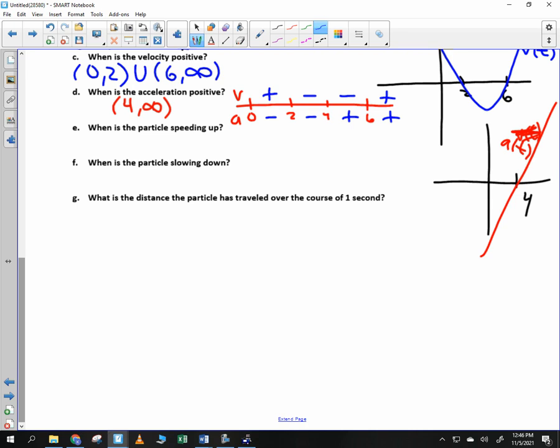Same sign. So when acceleration and velocity are the same sign, we say it's speeding up. This just means it's speeding up in the direction to the left. This means it's speeding up in the direction to the right. That's what that means contextually.